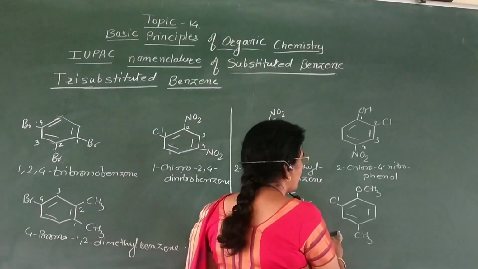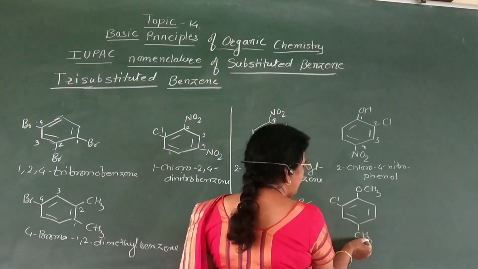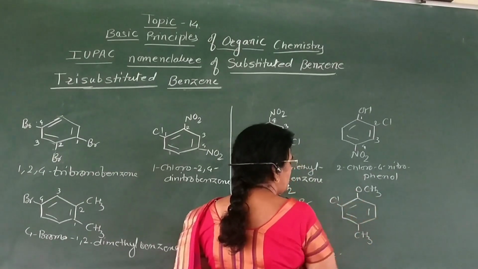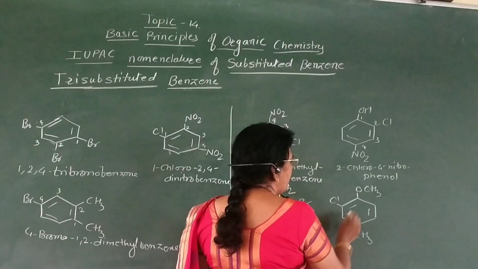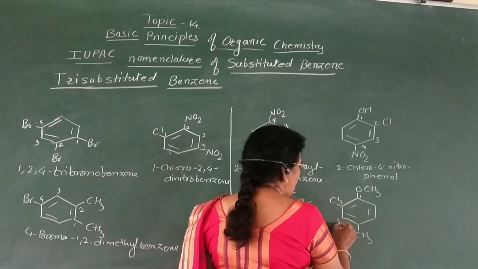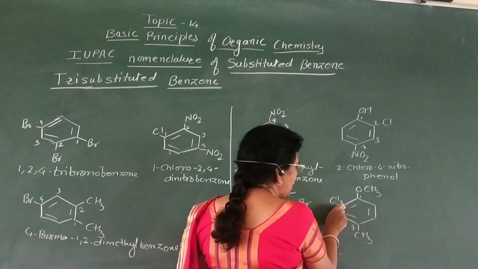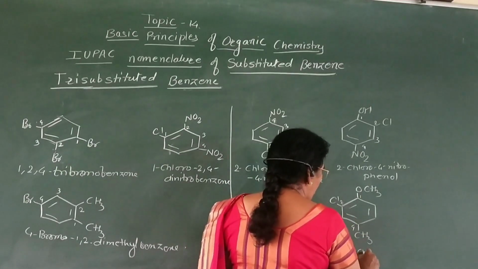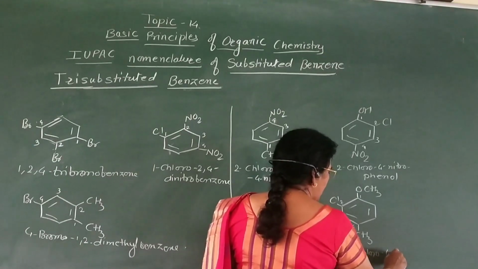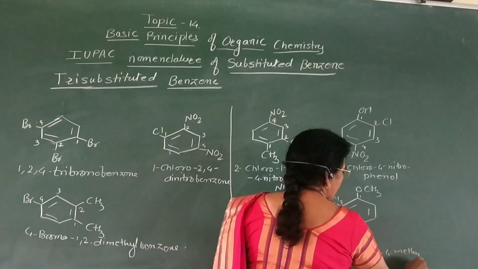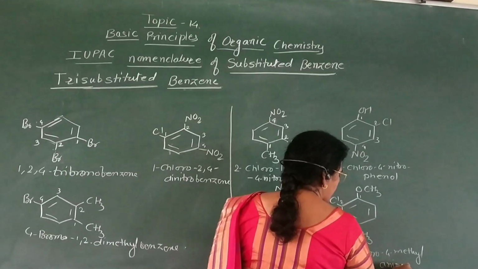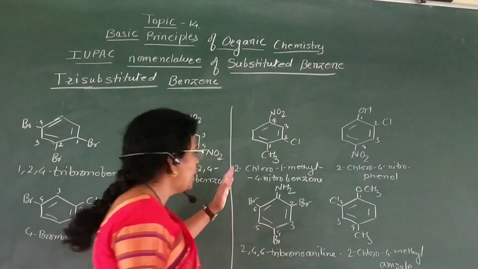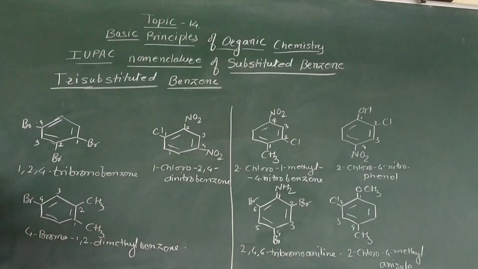Now if we remove this Cl and CH3, then it becomes anisole. That is, if the benzene ring is attached to an OCH3 group, then it becomes anisole. Then give numbering 1, 2, 3, 4. At 2 position there is chloro. At 4 position there is a methyl group. Therefore it becomes 2-chloro-4-methylanisole. In this way, IUPAC names for trisubstituted benzene are given.